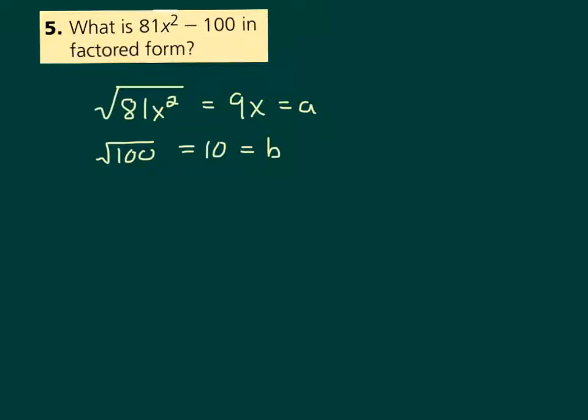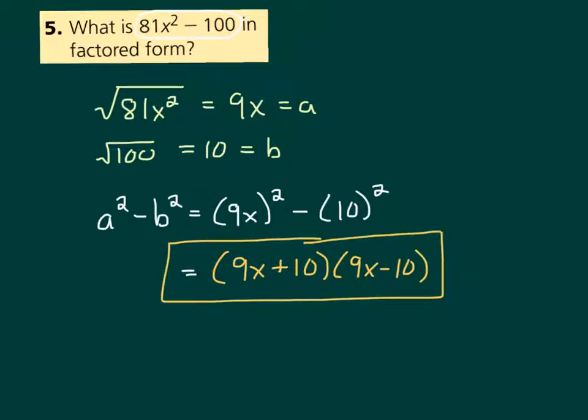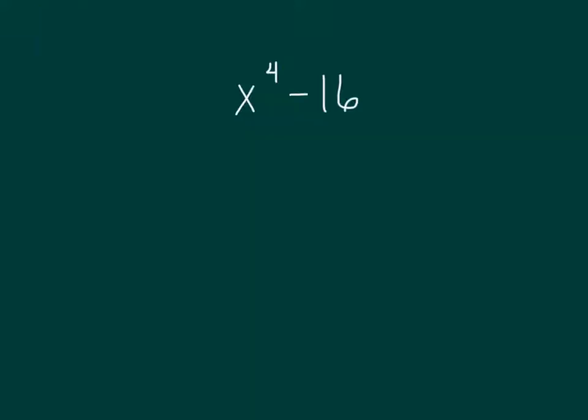So my original problem here is the same thing as a squared minus b squared, which is 9x squared minus 10 squared. Using our formula, we get that that is 9x plus 10 times 9x minus 10, which is our answer.